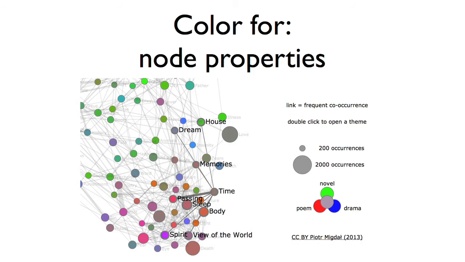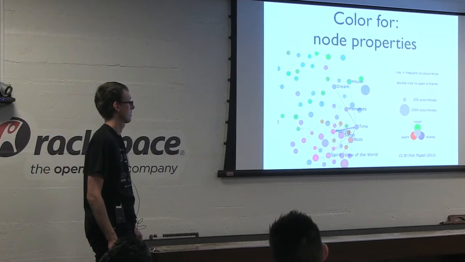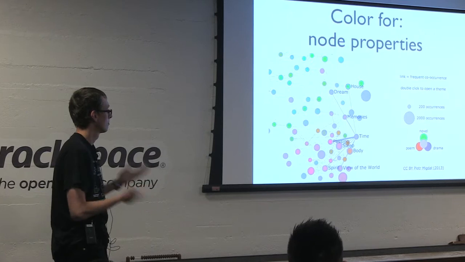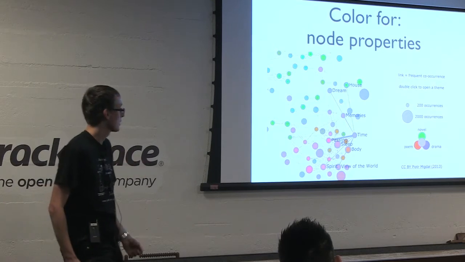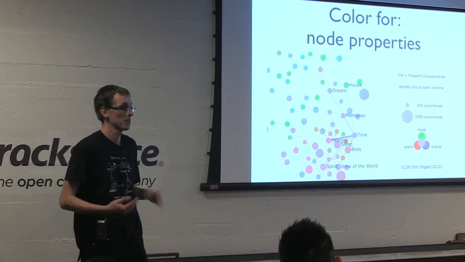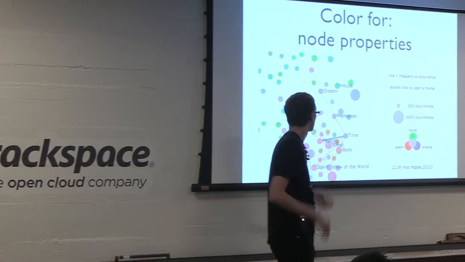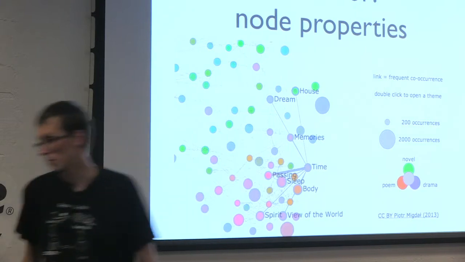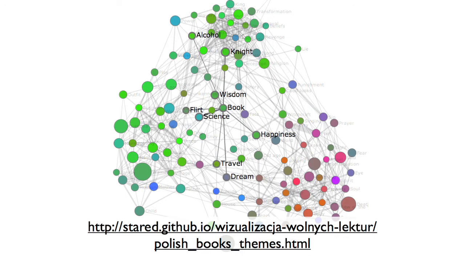And also, last but not least, we can just use color to show some properties. For example, I worked on a visualization of themes found in a set of Polish books. I wanted to tell something more than just, okay, there are some themes, some are more prevalent than others. So I tried to color them according to their type. For example, you have things like house, which are more like everyday life, and there are things like spirit, which is more for poems or drama performances. Actually, maybe I can... okay, actually, yes, it works.